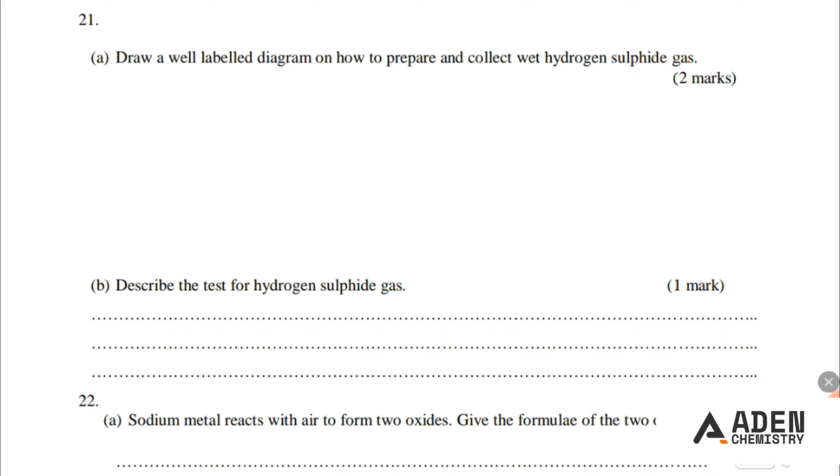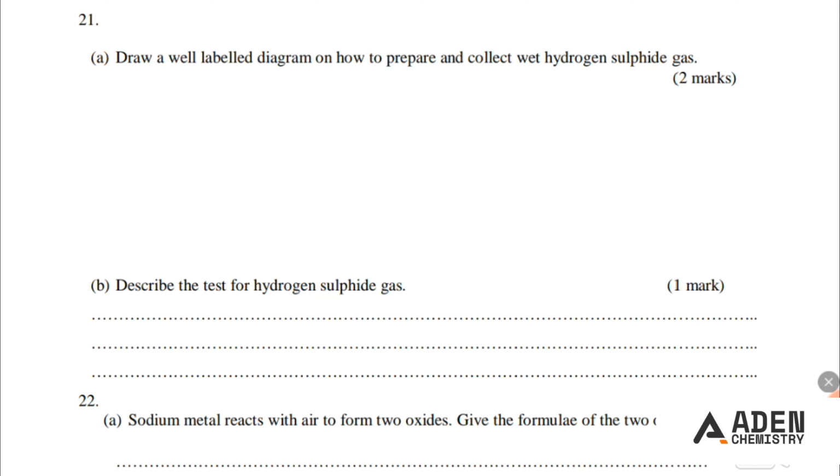hydrogen sulfide gas. So first of all, let's start with the reagents that we can use to prepare hydrogen sulfide gas. We are supposed to take any metal sulfide, like iron 2 sulfide or lead 2 sulfide. Then we react it with any acid, like dilute hydrochloric acid. Then we collect the gas over warm water because hydrogen sulfide is soluble in cold water.